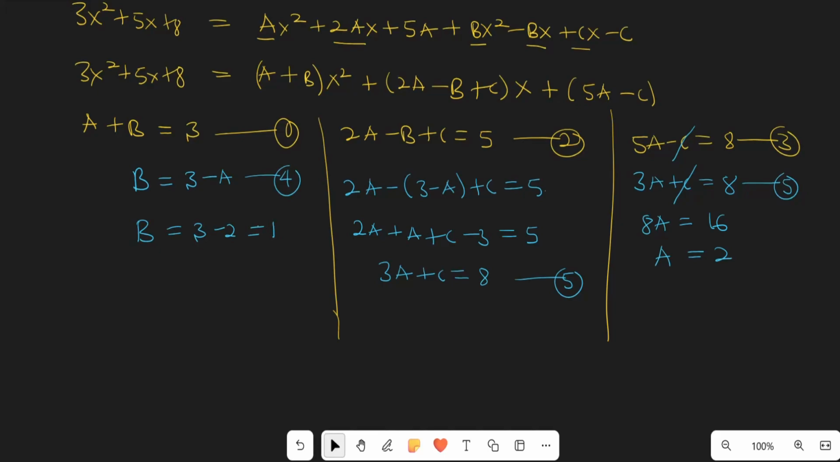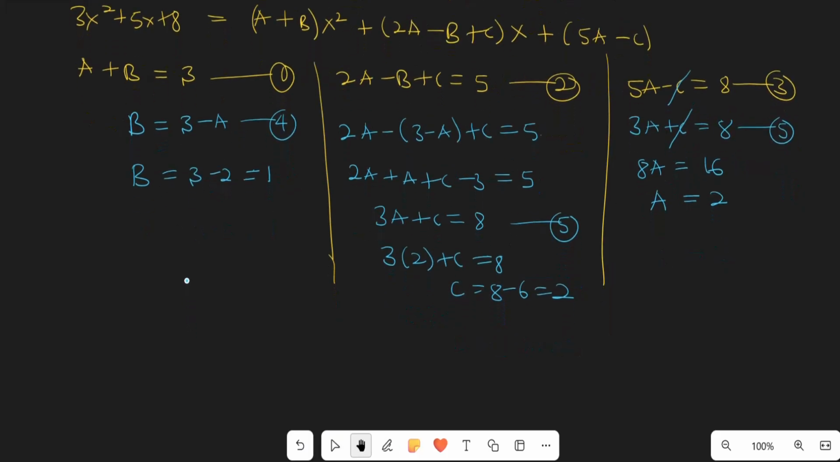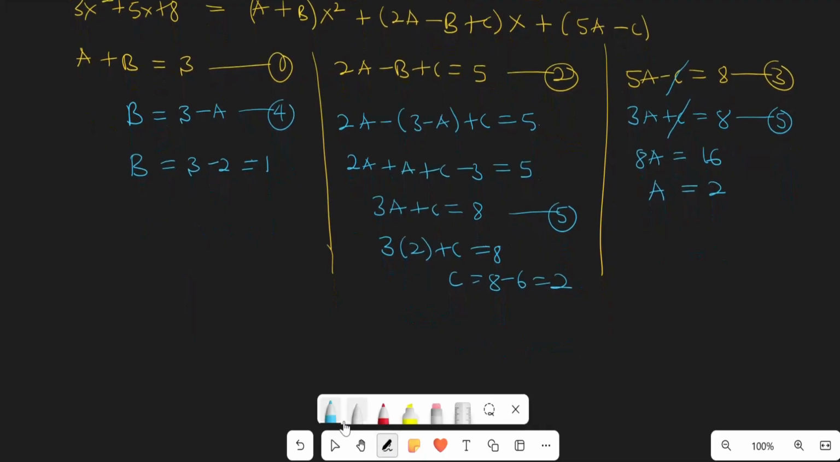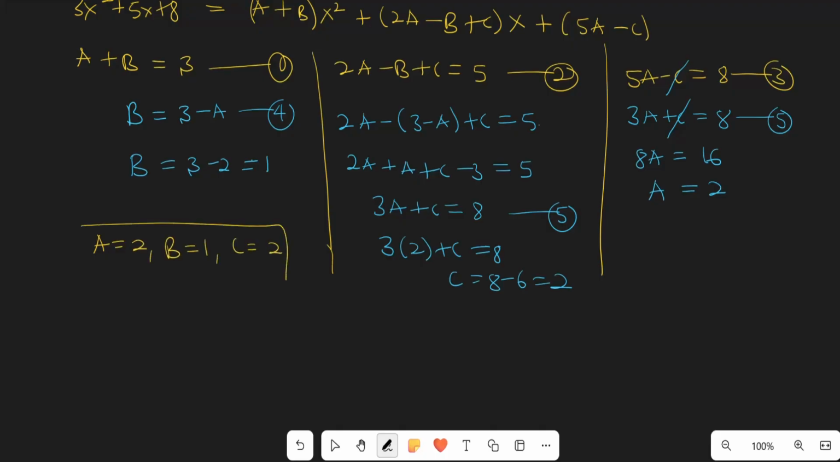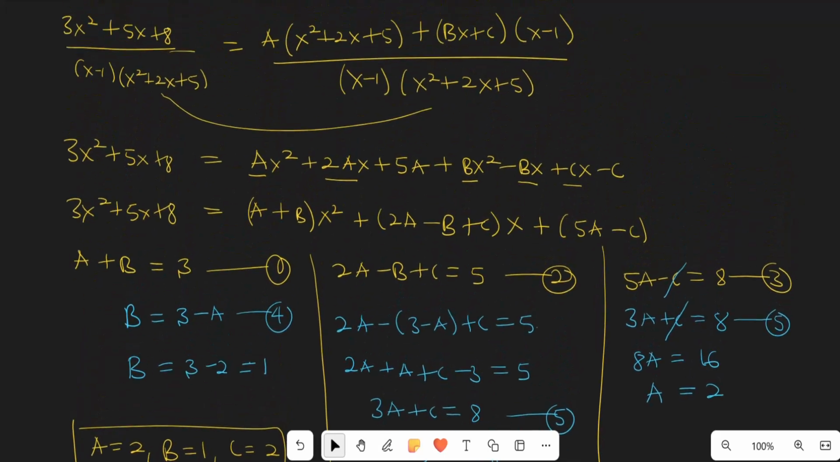So we have found a value for A and B. We are left with C. How do you find C? You can find C from here. We know that 3 times A, which is 2, plus C is equal to 8. So in that case, C is going to be 8 minus 6, and that is equal to 2. So there we have our values for A, B, and C. A is equal to 2, B is equal to 1, and C is equal to 2. These are the values of A, B, and C that will satisfy these three equations.